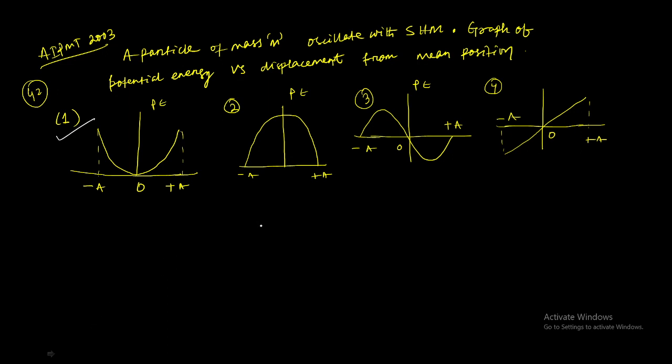What should be the graph of kinetic energy if I draw? This will be your plus a, minus a. The graph will obviously look like this, right? So this is your kinetic energy graph, and this is your total energy here, or maximum kinetic energy, E.